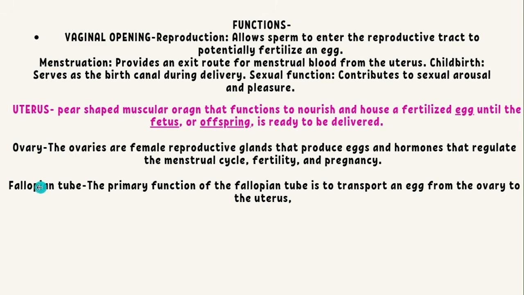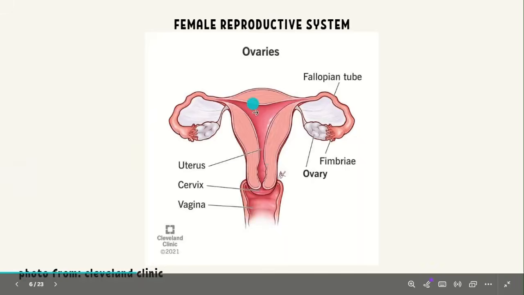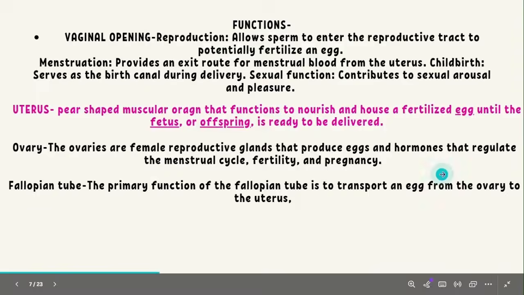But basically, everything goes through the opening, like everything has to pass the opening right there. So if you give birth, it has to pass right here. If menstruation, it has to pass right here. So this is very, very important.